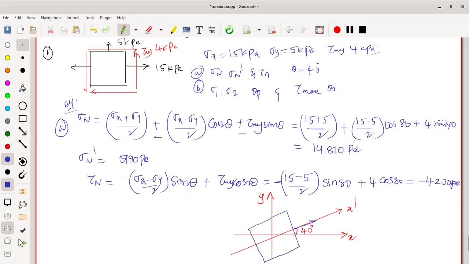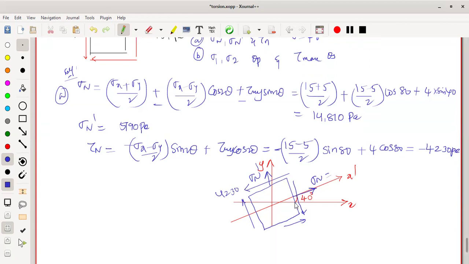So on this section you have sigma n is 14.8 kilopascals. So here it is sigma n dash actually. And you have got a negative value, right? So negative value means you have to represent it like this. If it is positive, you have to mention the arrow in this direction. So the value is 4230 pascals. Whereas this one also you have to try with the value. So the first question is completed.